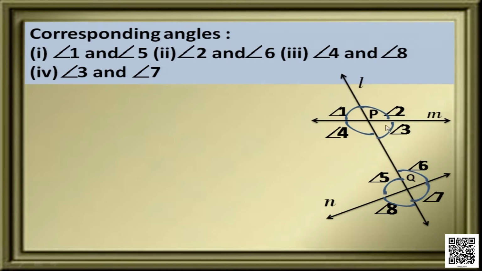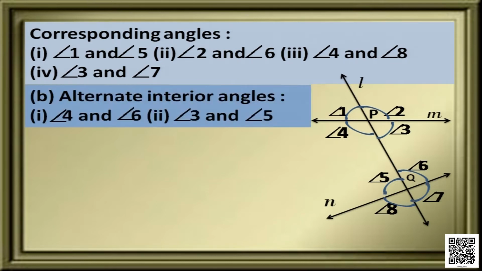Similarly, angle 2 and angle 6 are formed in this way, and in the opposite direction angle 4 and angle 8 are formed, and angle 3 and angle 7 are formed. So we can pair them as corresponding angles. So 1 and 5, 2 and 6, 4 and 8, 3 and 7 are corresponding angles.